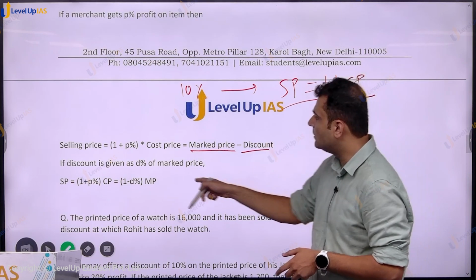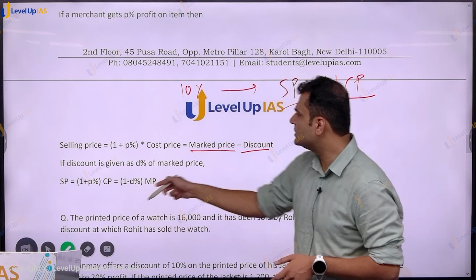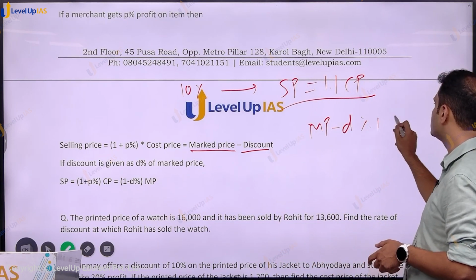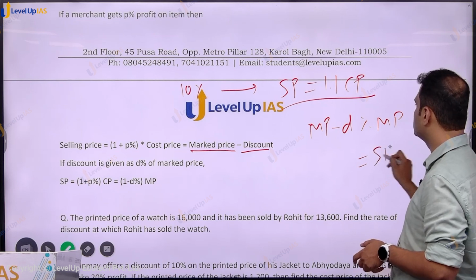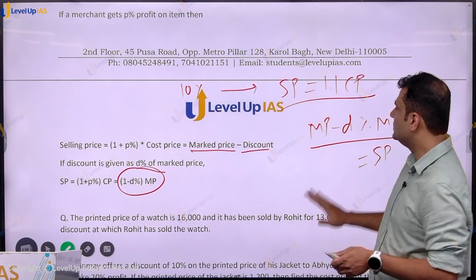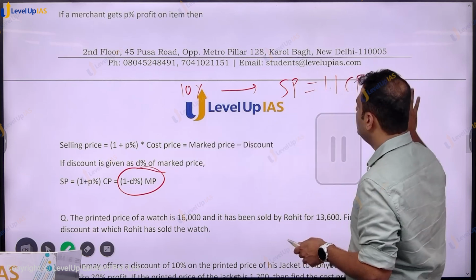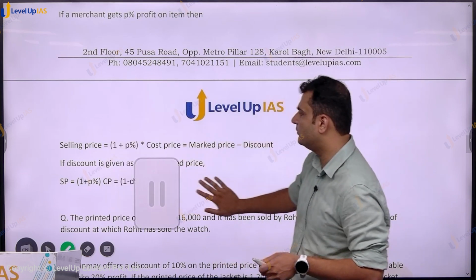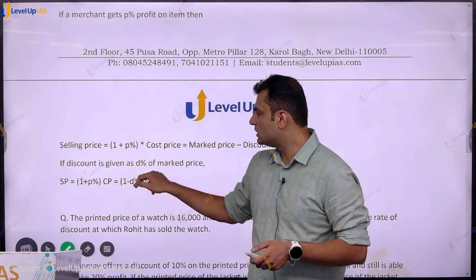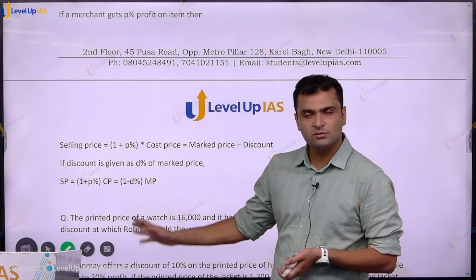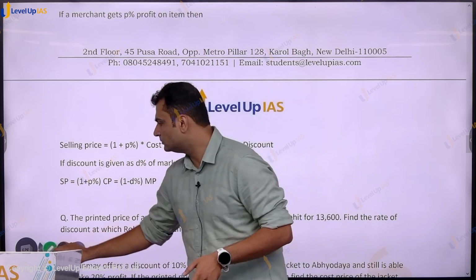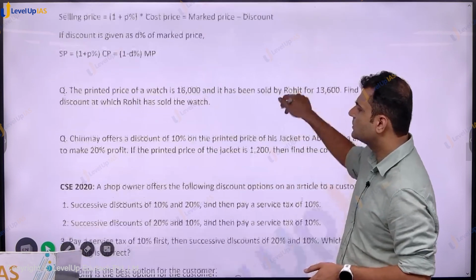So if the discount is D% on marked price, it is actually marked price minus D% of marked price, which is the discount, equal to selling price. If I take marked price common, I arrive at this. Fine. This is the relationship between selling price, marked price, discount, and profit. Selling price is equal to (1 plus P%) of CP, which is equal to (1 minus D%) of MP, which is marked price. Let us see some questions.